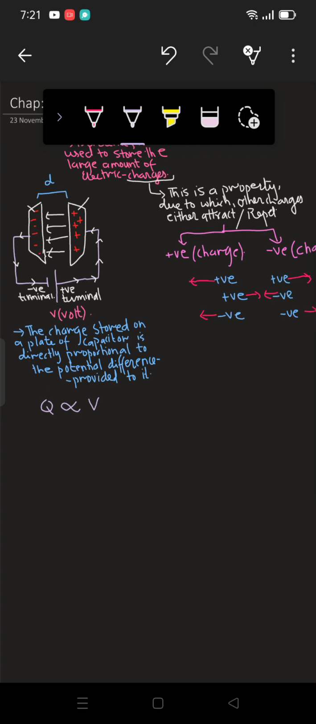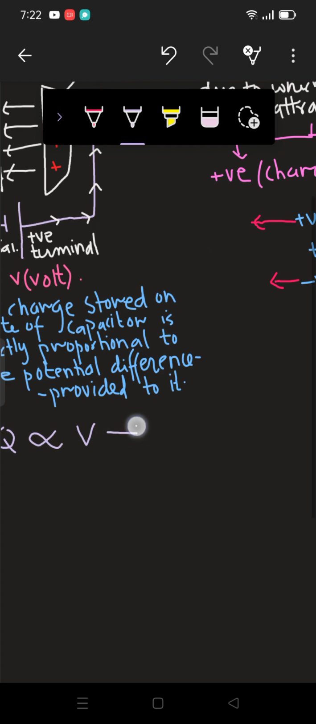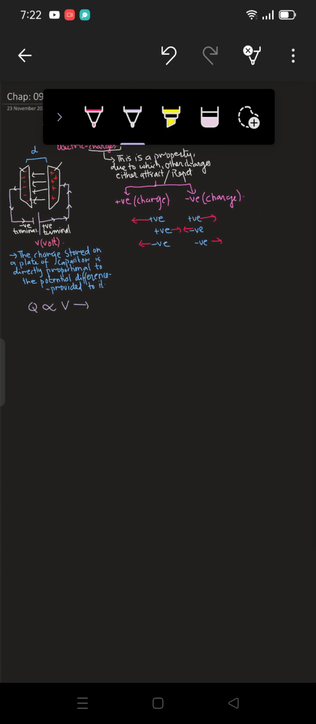This is what we have discussed in today's video. In the next video we will study capacitance, which is the ability of the capacitor. We will continue this equation, remove the proportionality sign, and introduce a constant with an equal sign. That we will derive in the next video. This is all about the basics of capacitor.